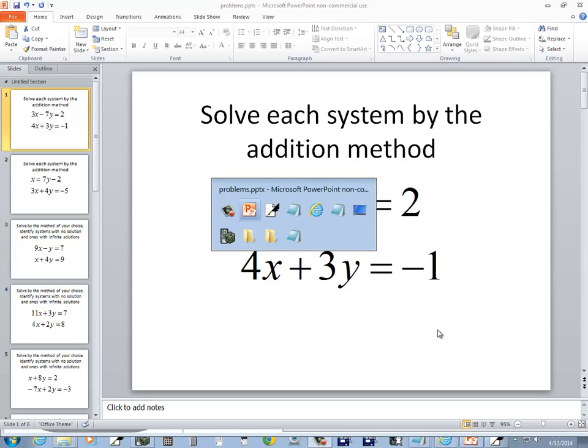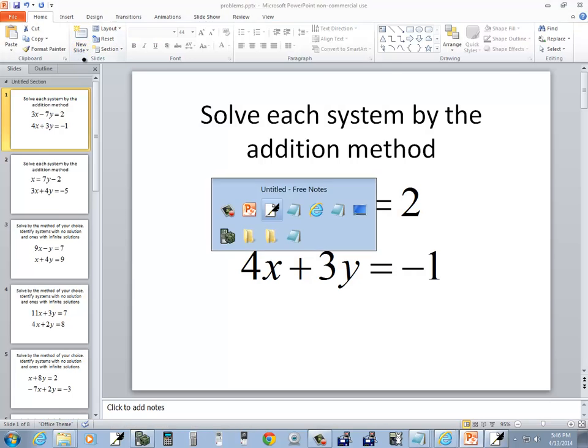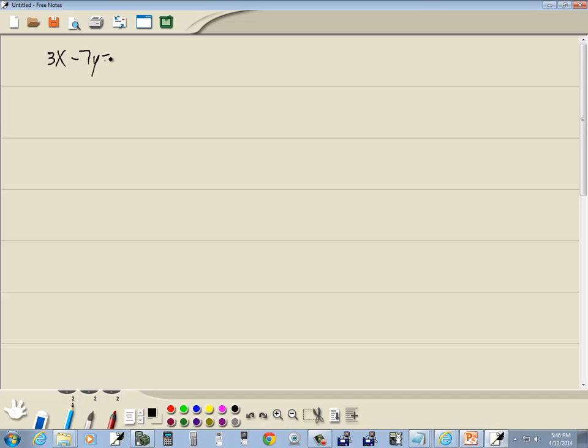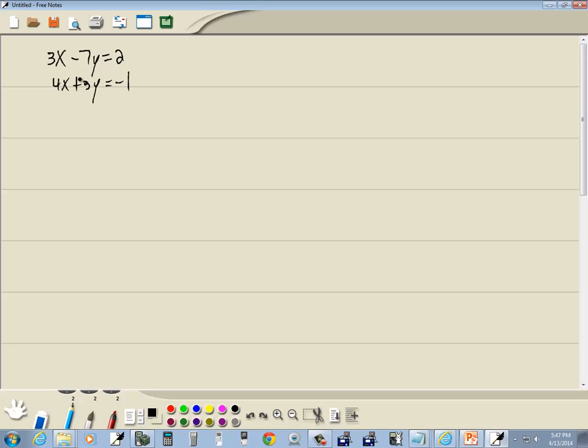Let's take a look at this problem. We got 3x minus 7y is equal to 2, and 4x plus 3y is equal to negative 1. Now I want to solve this by the addition method. Now I'm going to work and eliminate the y's.